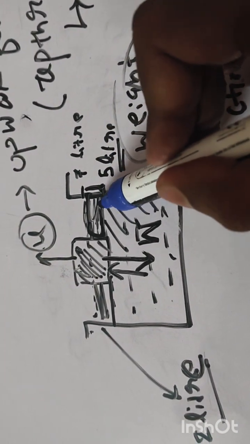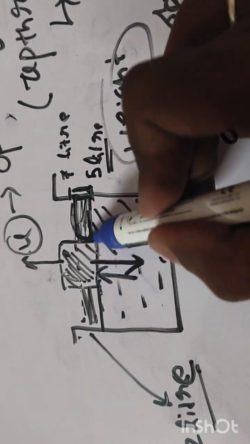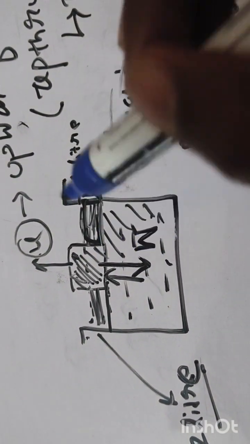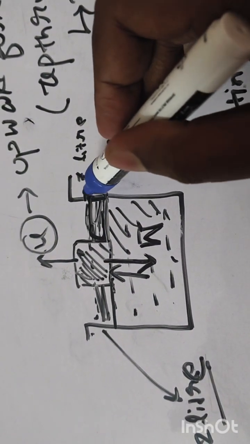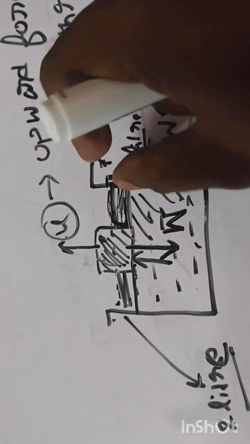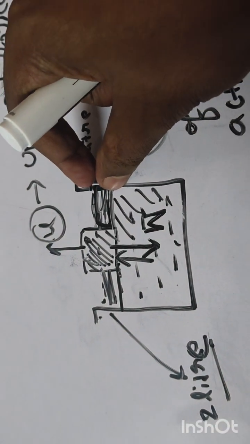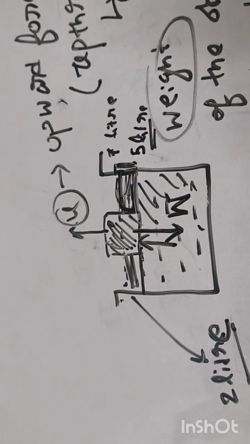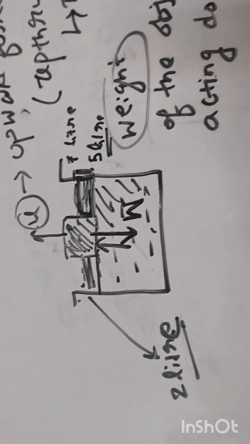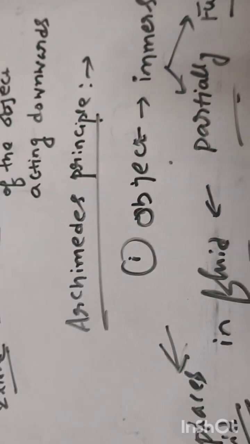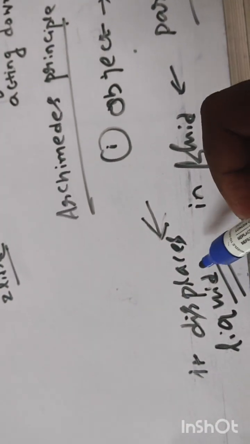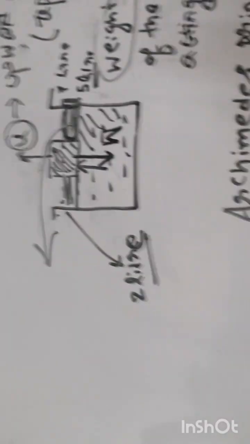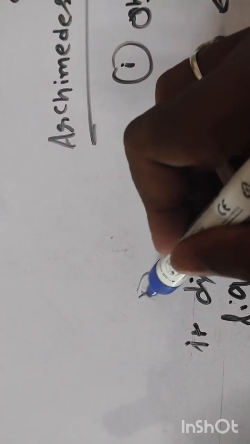See, the object was here. Water level was here. When you push the object into the liquid, the water level is increased by 2 liters. That means that much amount of liquid is displaced by the object. Whenever the object is displacing the liquid, this amount of liquid has some weight. This displaced liquid has some weight.